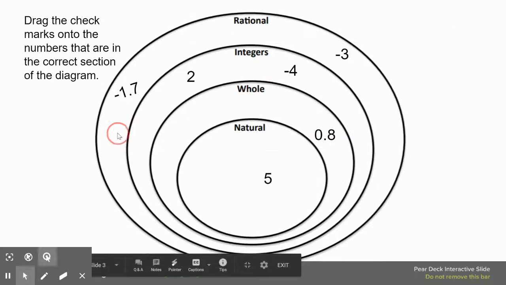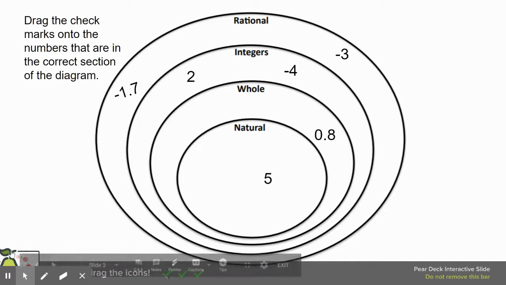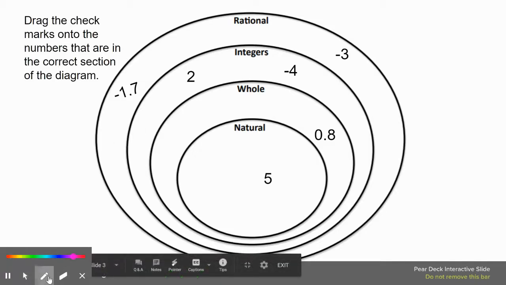So on the next slide, I have some numbers placed in the circles. I want you to take a moment and write down which numbers are correctly placed, and we'll check your answer. So at this time, pause your video. All right, hopefully you paused your video, and let's talk about what we have in our circles.